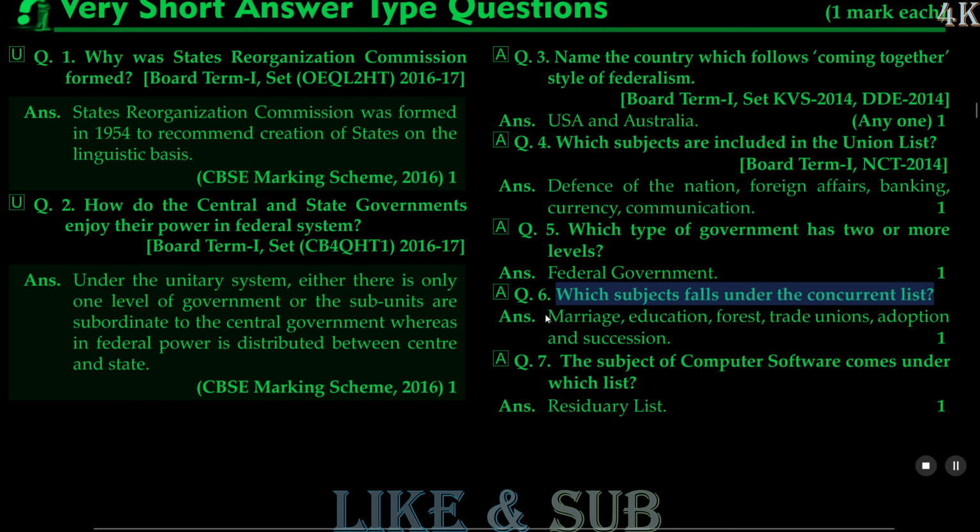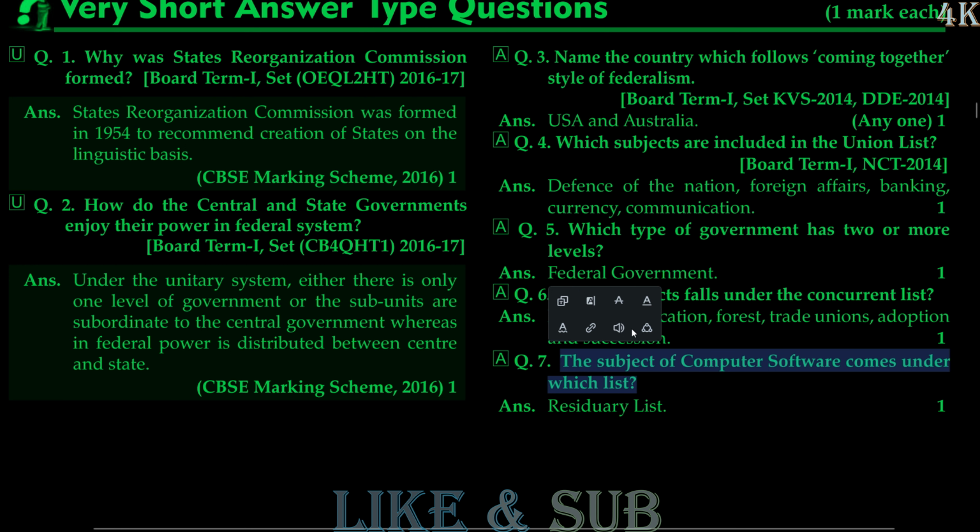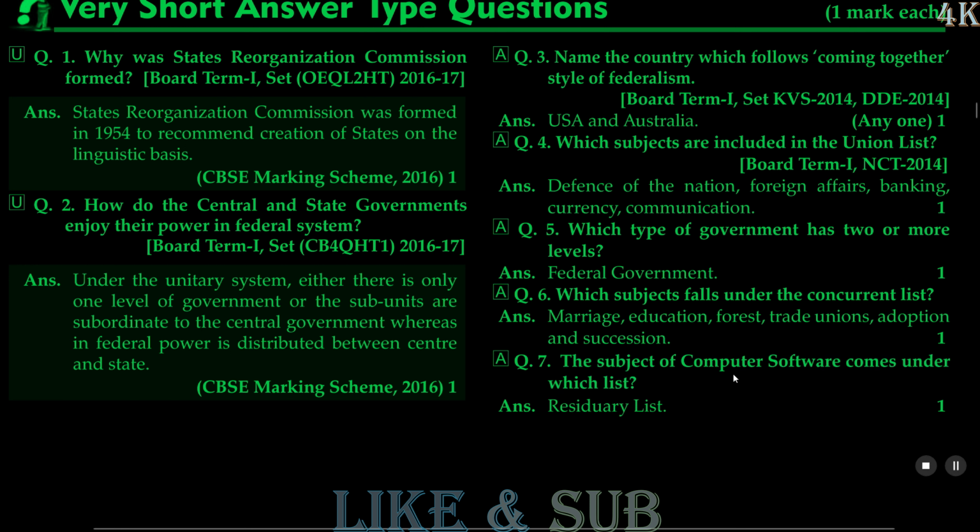Which subjects fall under the concurrent list? Marriage, education, forest, trade unions, adoption, and succession. The subject of computer software comes under which list? Residuary list.